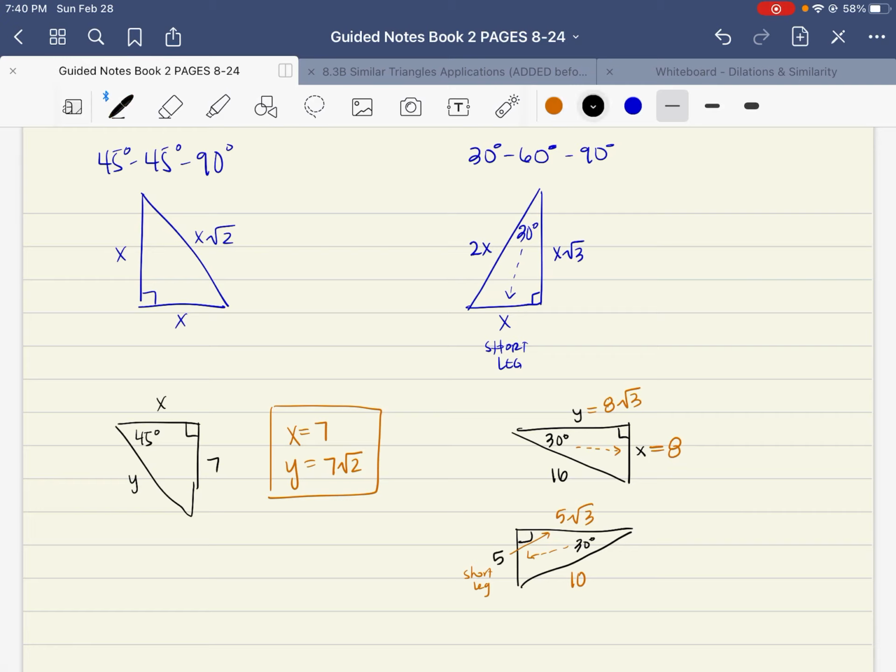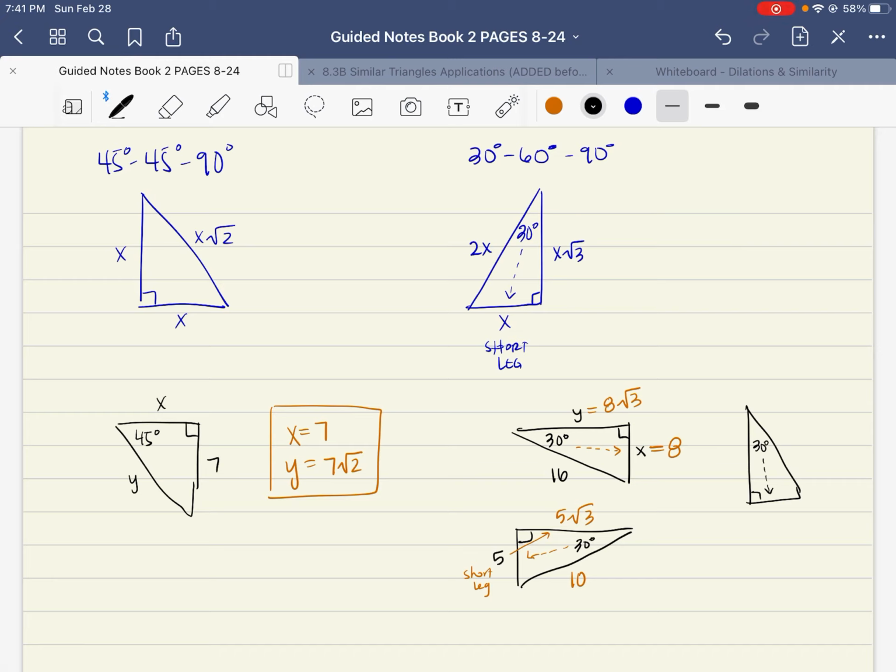Okay, those are the easy directions. Let me do one more direction. So let's say I have this one right here, and this is my right angle, and this is 30 degrees. Now, it may tell you the other one's 60 degrees. Just recognize you always want to figure out which one's across from 30 degrees, so that's my short leg.